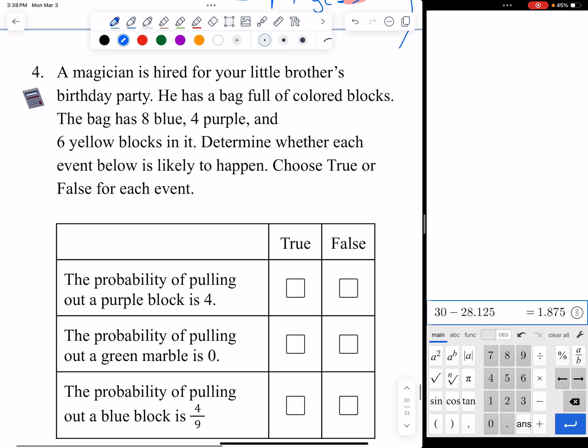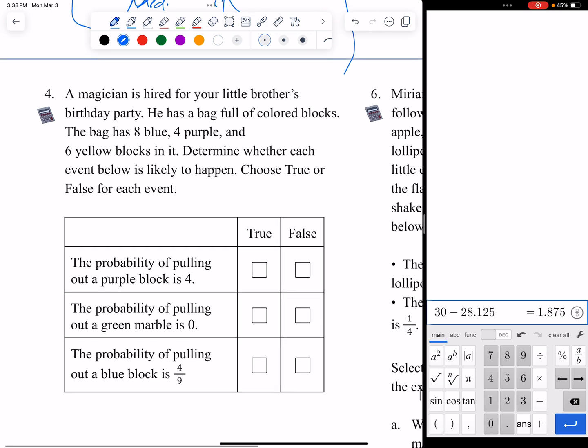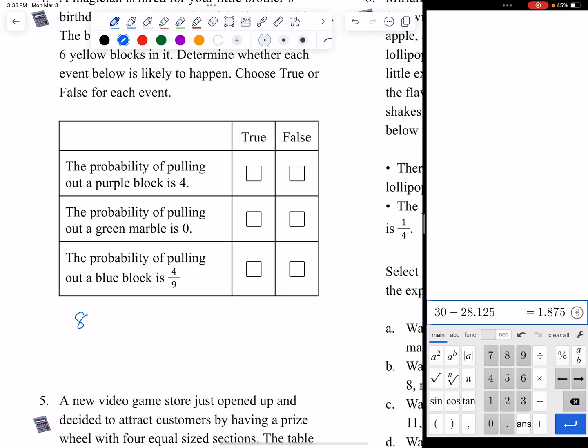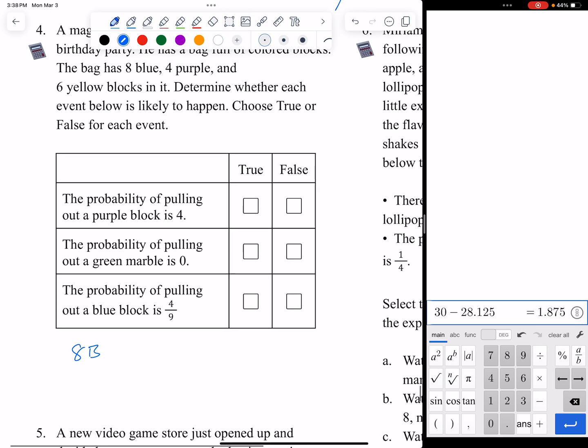Okay, number 4. A magician is hired for your little brother's birthday party. He has a bag full of colored blocks. The bag has 8 blue. Okay, so I have 8 blue. What else? 4 purple and 6 yellow. Determine whether each event below is likely to happen. Choose true or false.